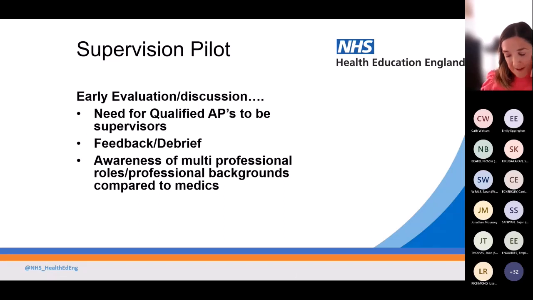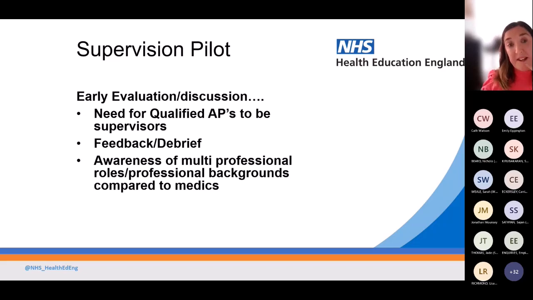So some of the early stuff that is coming out of the evaluation so far, and we know from how many people tried to get onto the pilot, is that there's a real need for using some of our qualified advanced practitioners to be supervisors as well. I think the most valuable thing for most people who've attended has been the stuff around the feedback and the debrief and how to manage those situations. People have also felt that it's given them a real awareness of the different multi-professional roles that are out there and how supervision varies between them, and all the different professional backgrounds that we really need to be considering when we're committing to be supervisors for advanced practice.